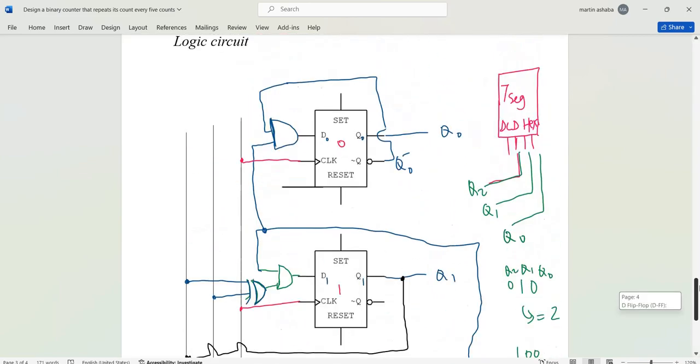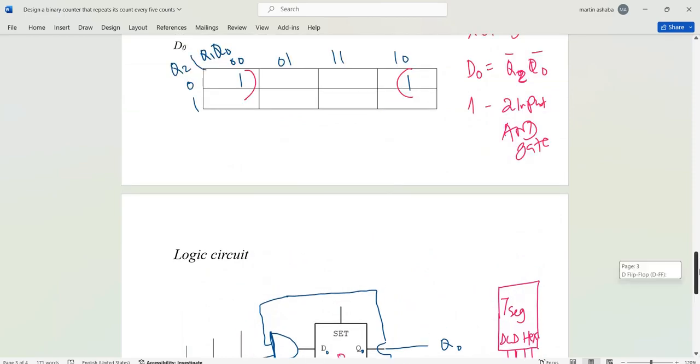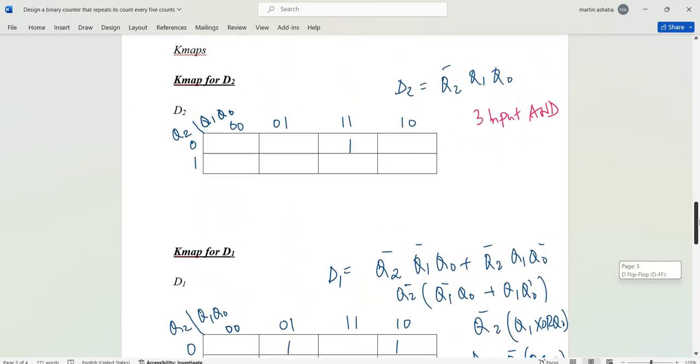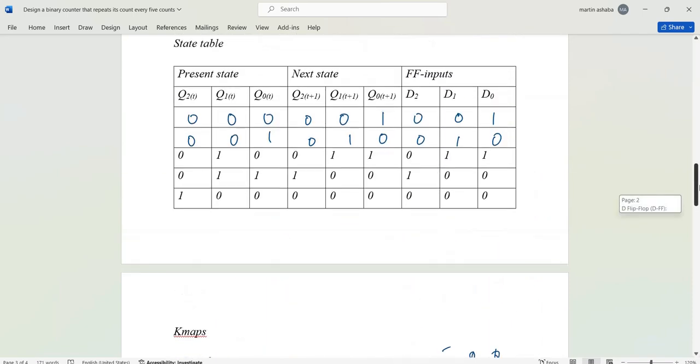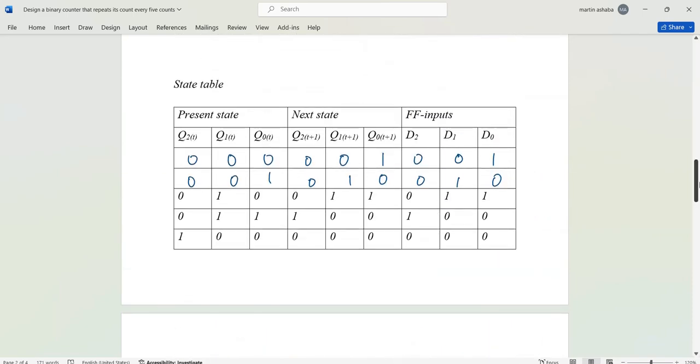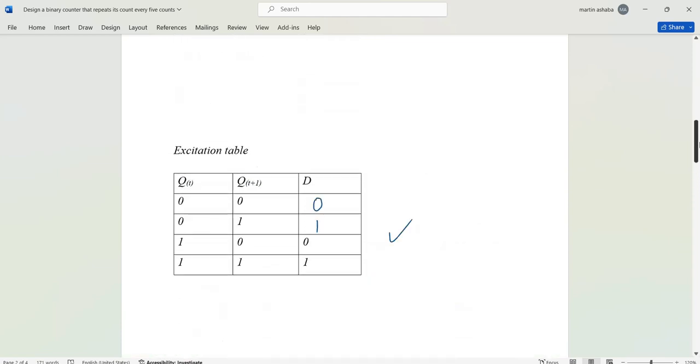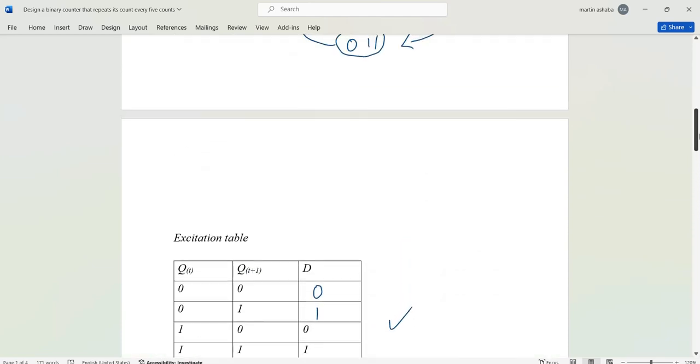So thank you so much for following up. This is how we can design a D flip-flop counter that can count from 0 to 4. Those are 5 states or 5 counts, and then it resets back to 0.